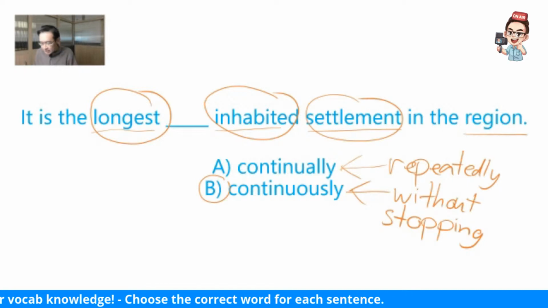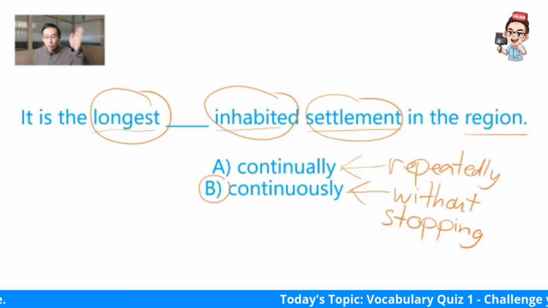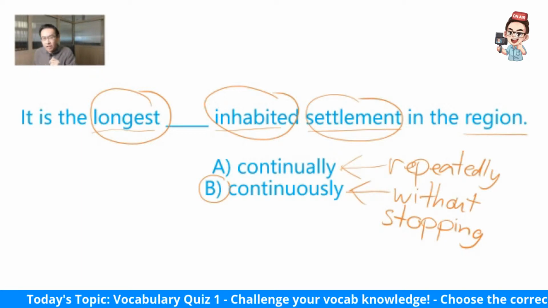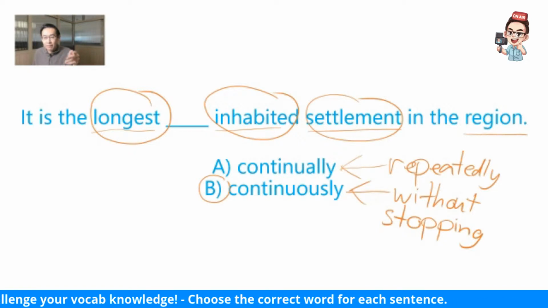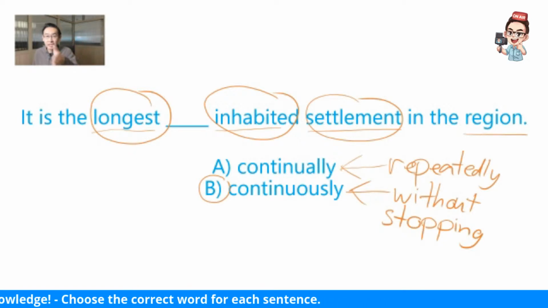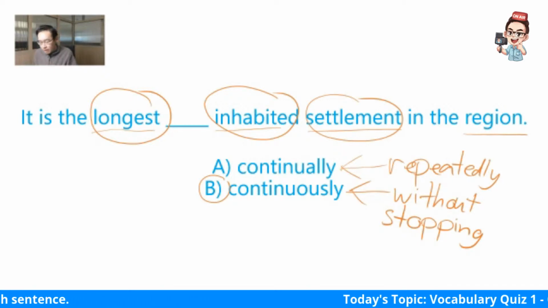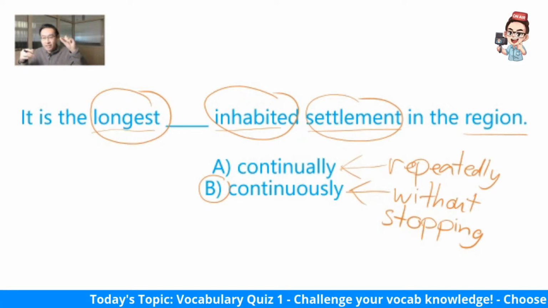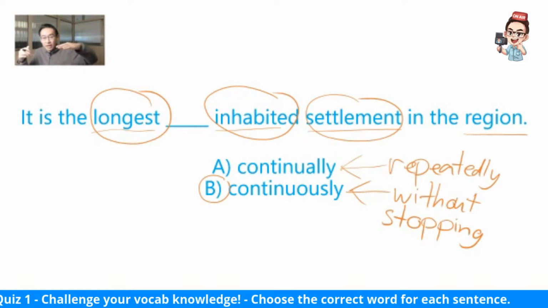I'll explain a little bit why. If we say continually, or choice A, that's repeatedly. So, something that happens once, twice, 3 times, 4 times, and so on. But it doesn't mean that that thing happens all the time, okay? So maybe it happened the first time and stopped, the second time and then it stopped, the third time it stopped, and then the fourth time it stopped. But we choose continuously because it means once something started, then what? It happens without stopping, okay?